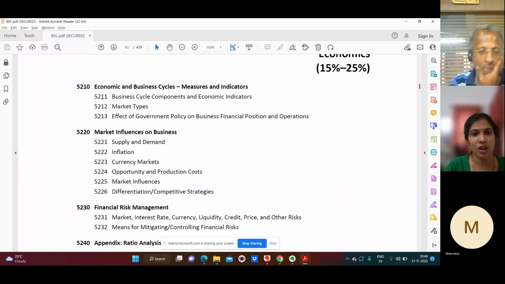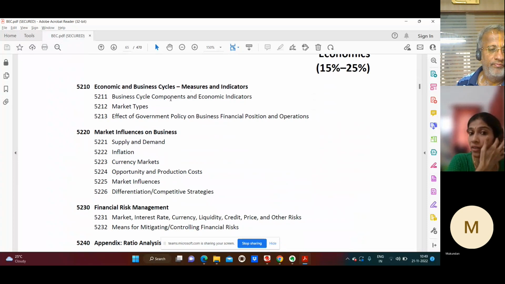So economics is obviously an ocean. So what is picked out of the ocean and what is part of our syllabus is economic and business cycles. And inside that you have what are the components of a business cycle, what are the economic indicators, what are the different types of market, your government policies, all that. And then next is your market influences on business.